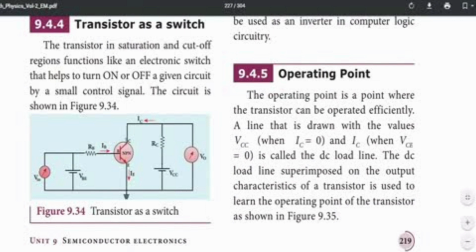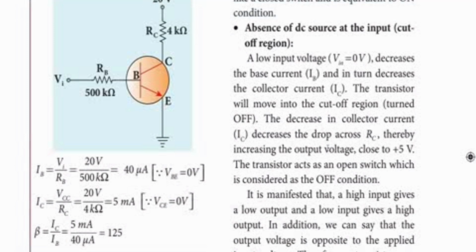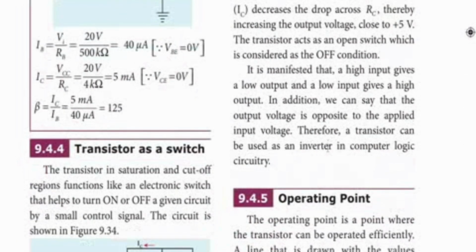Now that value is amplified and given to the resistance RC. So a low voltage is applied here, but there is a very high voltage across RC. So it produces the current in an off state. See here, the collector current IC decreases, so the potential drop across RC increases, the voltage rises, and the transistor acts as an open switch. So that is considered the off condition.